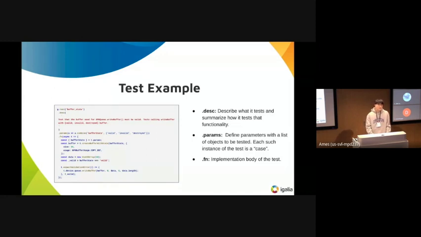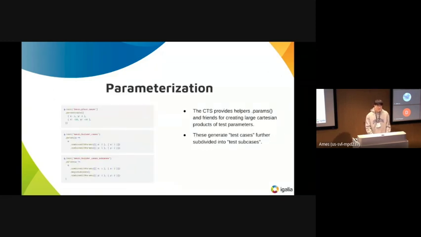Basically, the general test consists of 3 blocks. DSC describes what it tests and summarizes how it tests the functionalities. Params defines a parameter with a list of objects to be tested. FN is the implementation body of the test. Take a look at how the parameterization differs.